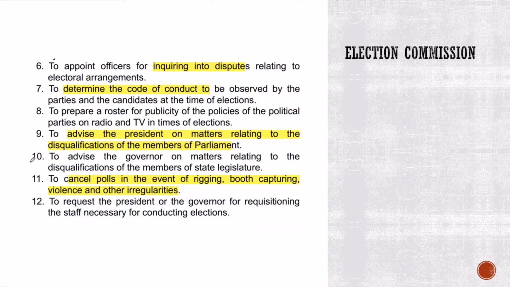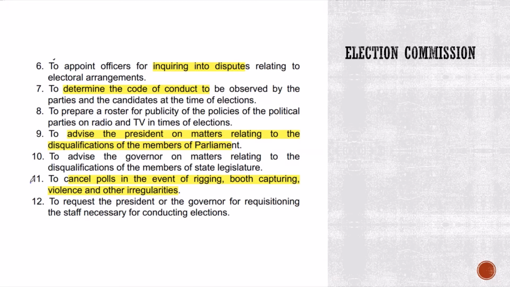To advise the president on matters relating to the disqualification of members. See, number 9 and number 10 are sort of important. To advise the president on matters regarding the disqualification of the members of parliament. So let us say there is a disqualification of a member of parliament. Who decides that? It is the election commission who will advise the president on this matter. Similarly, at the state level, it advises the governor.